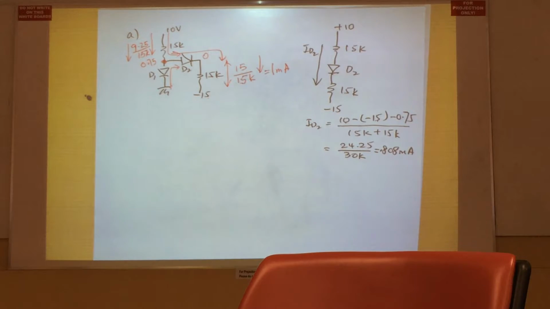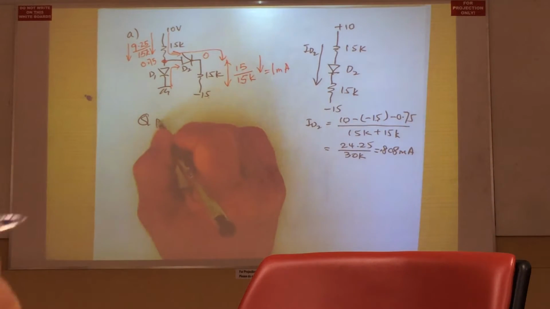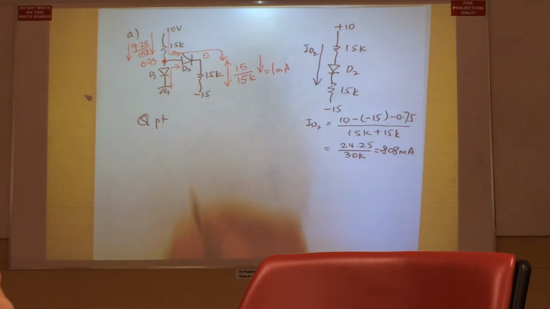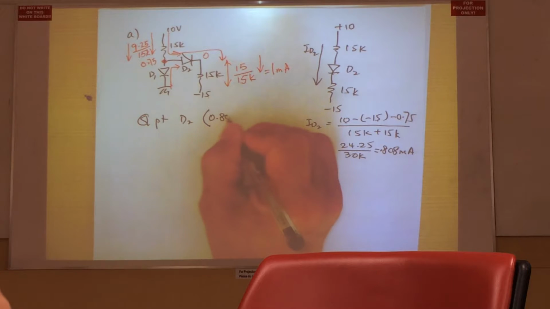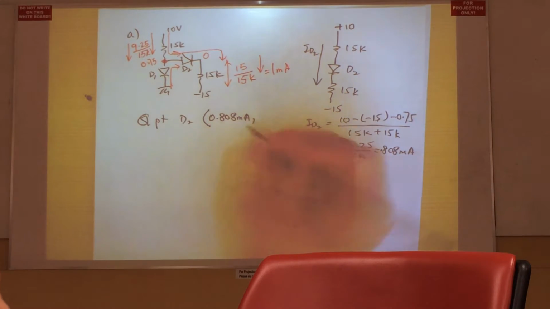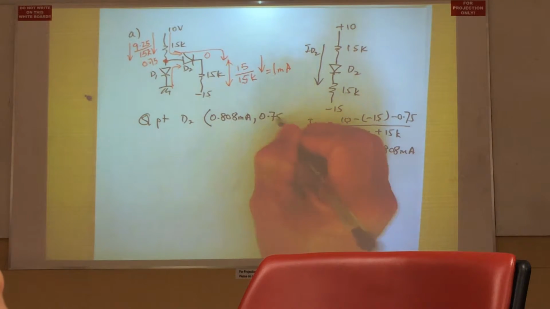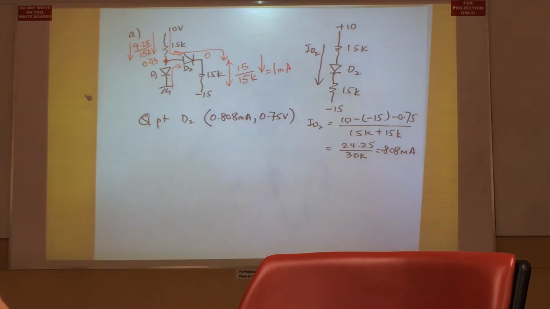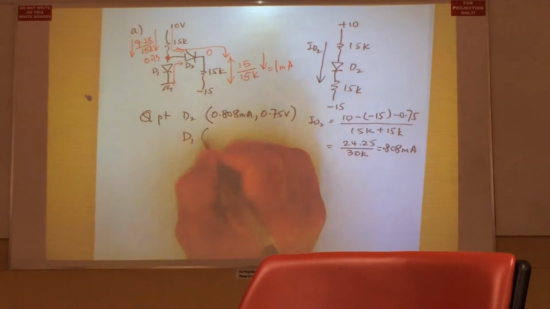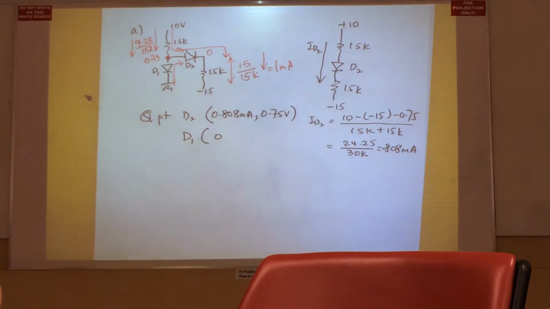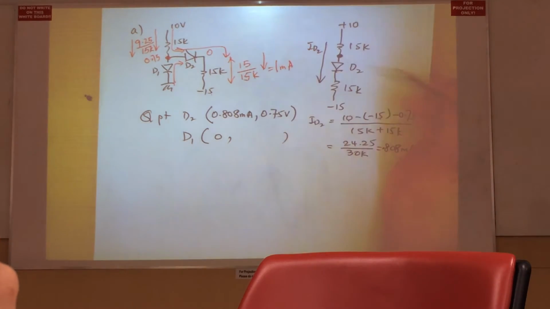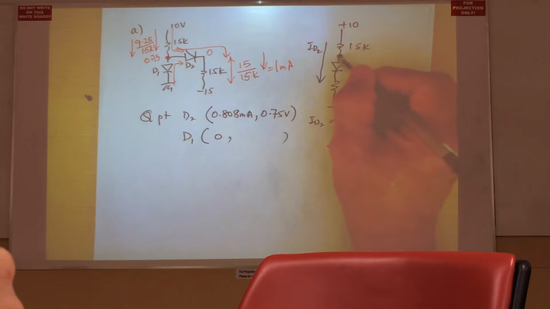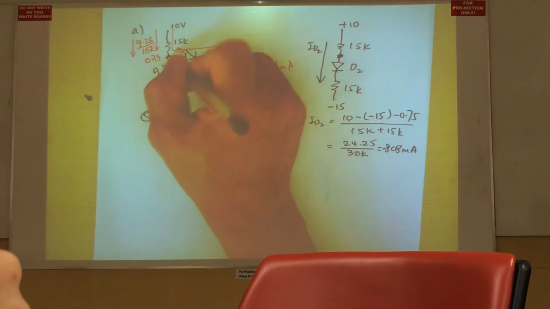And therefore we can write the Q point. The Q point for D2 is having a current of 0.808 milliamp and a voltage drop of 0.75 volt. And for D1, because it's reverse bias, there is no current flowing. Voltage drop across it is the voltage at this node with respect to ground.